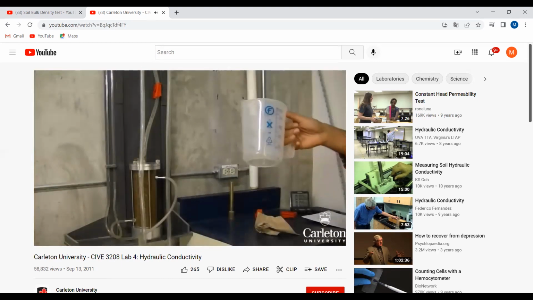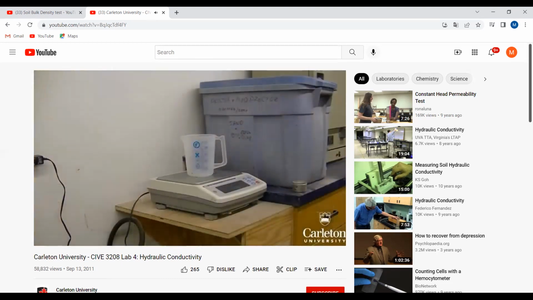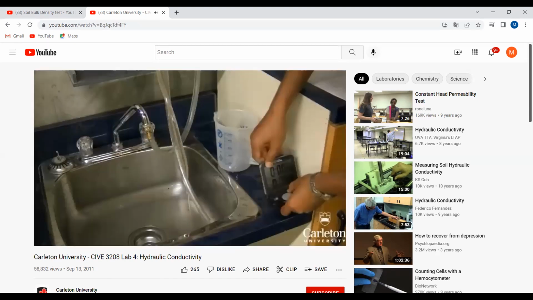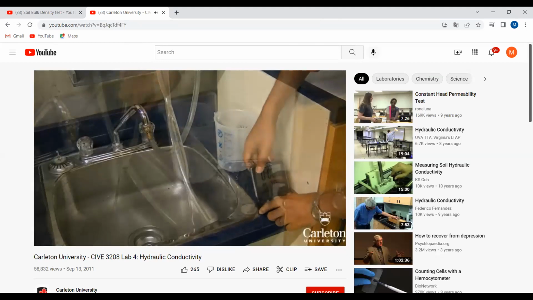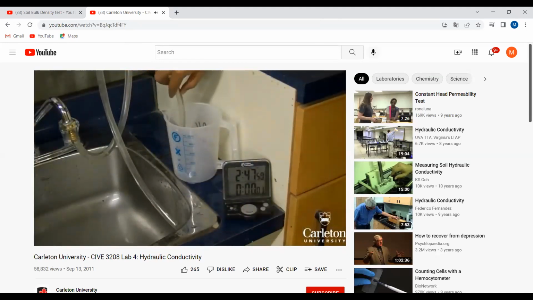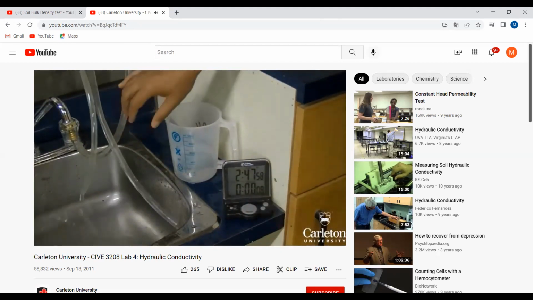Take a beaker like this one, then measure and record its mass in the table. We'll be using this stopwatch to record the time. Simultaneously start the stopwatch and begin filling the beaker with the discharge from the test cylinder. Here we are aiming to collect about 300 milliliters of water. Simultaneously stop the stopwatch and remove the discharge.